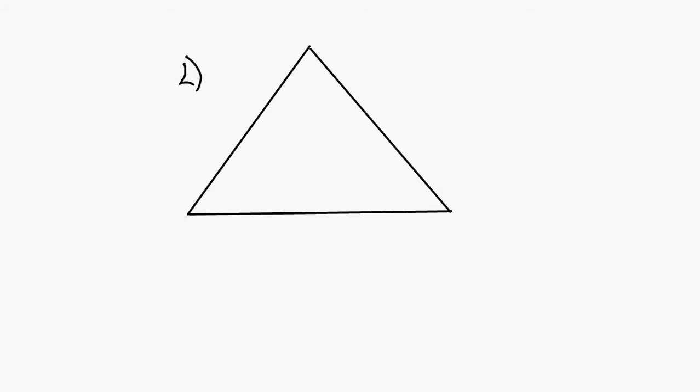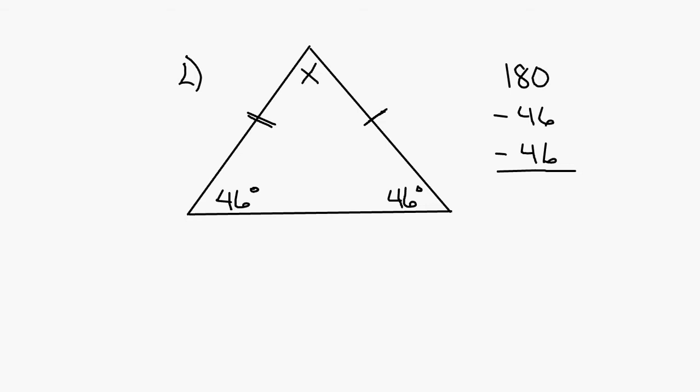Number 2 is another isosceles triangle. Your x is now at the vertex angle. So one of these base angles is 46. If these two sides are the same, then the base angles are the same. If one base angle is 46 and the other base angle is 46, you can add those two together, or you can take 180 and subtract 46 and subtract 46 again, and whatever's left, 88 degrees. So x is equal to 88 degrees.